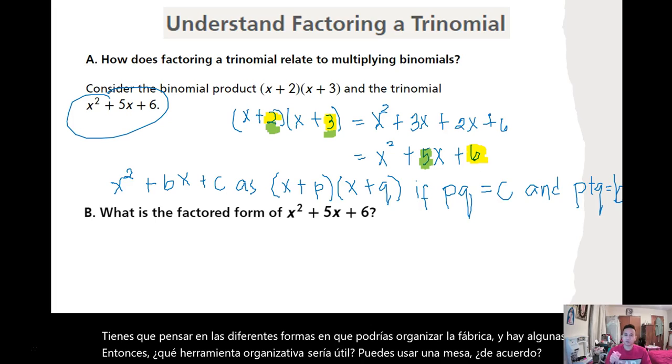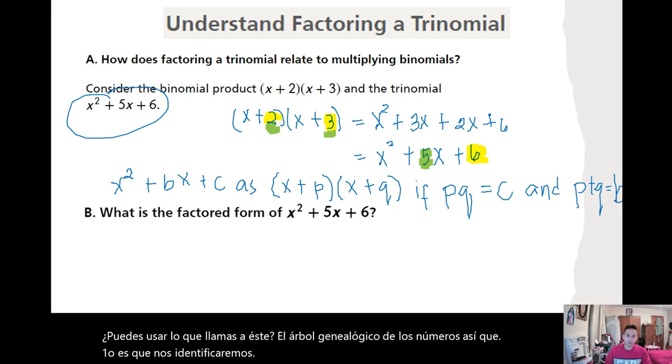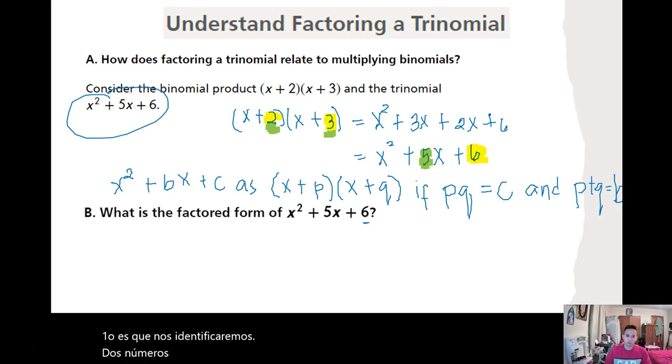You can use, what do you call this one, the family tree of numbers. So first, we will identify two numbers that if you multiply will give you 6, but if you add will give you 5. So I could use a table here.